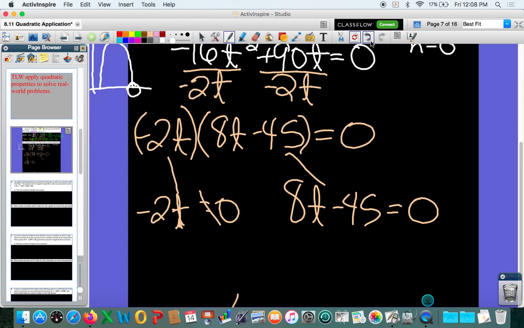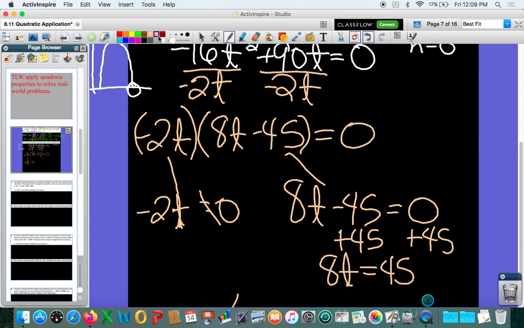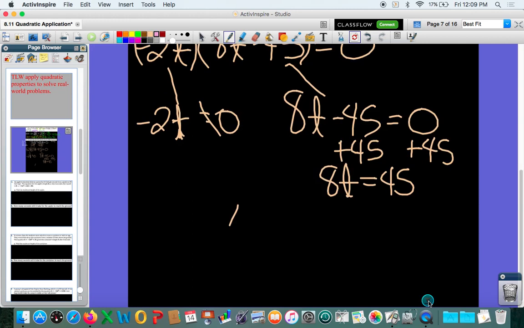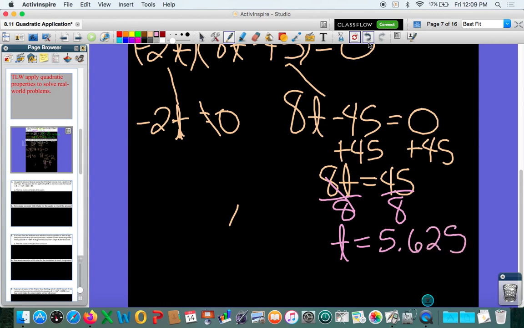But come over here, I can inverse my 45 by adding it. So I inverse the 45 by adding it. I've got 8t equals 45. Divide by 8 to get my t alone. And I'm going to be able to get time, or t, is 5.625. You'll notice it's a positive number. Time cannot be negative. So this is our time, in seconds. That's all it'll ask again.